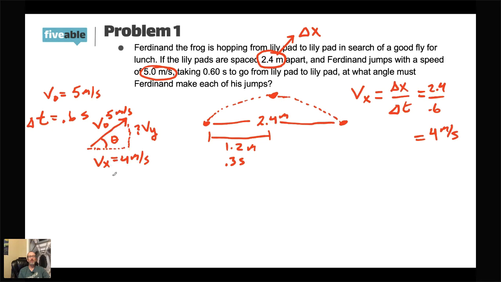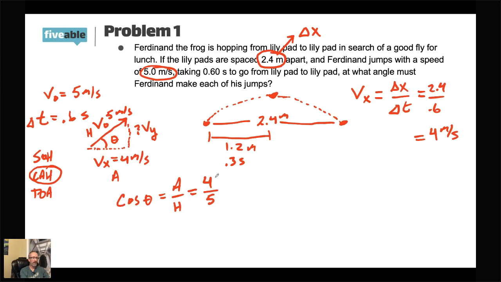So we have to remember this would be the adjacent side. This is the hypotenuse, and because I have the adjacent and the hypotenuse, remember TOA. We can find out using cosine what that angle is. So let's do that. We know that the cosine of the angle is equal to the adjacent side, which is our velocity in the x, divided by the hypotenuse, which is the original velocity. So we're going to take 4 and divide that by 5, and we end up with 0.8. So now we know that the cosine of the angle is equal to 0.8.